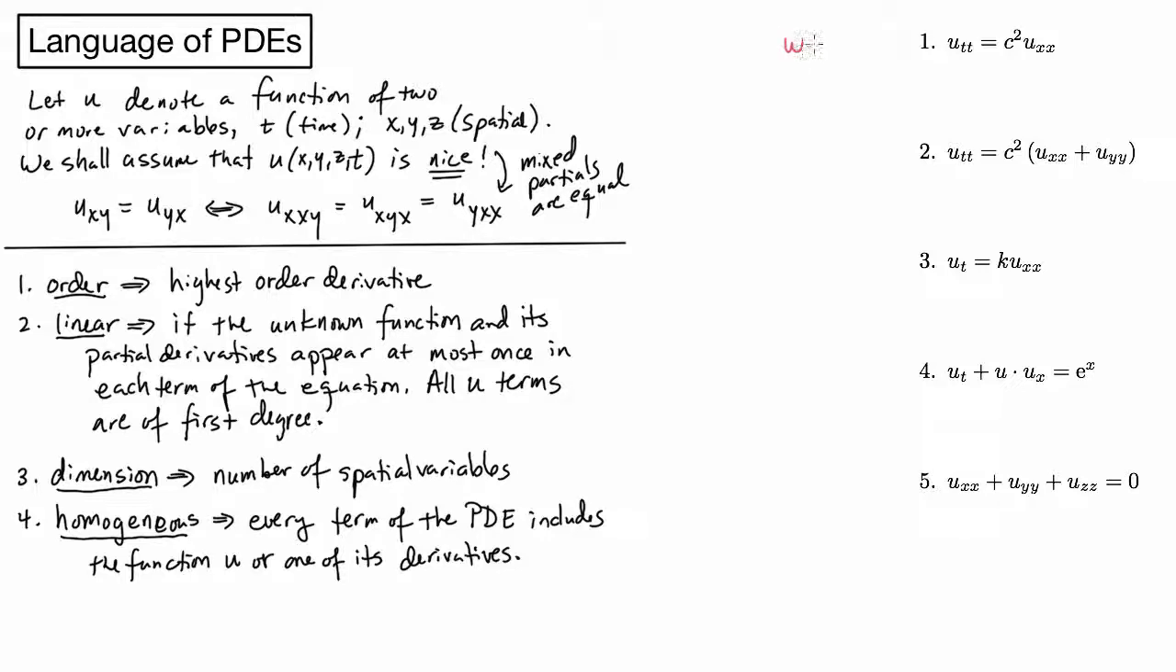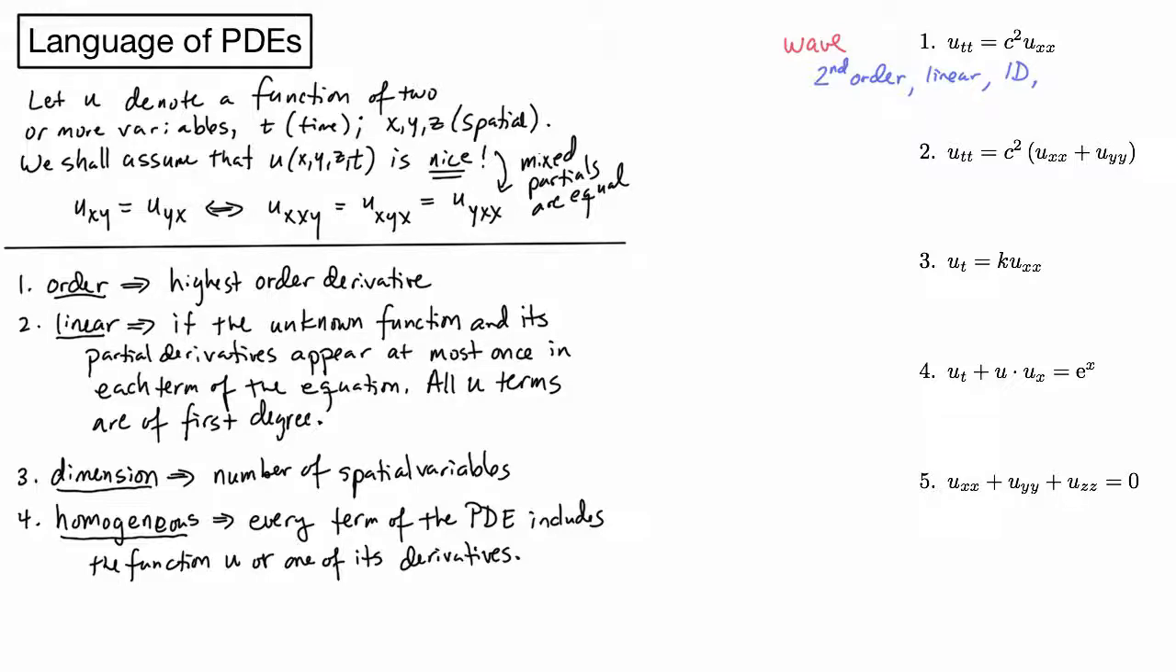This is the wave equation. For the wave equation, because the highest derivative here is a second derivative, we would say that this is second order, linear. Now we're looking at dimension. The dimension is based on the number of spatial variables. All we see in terms of spatial variables is x. So this is a one-dimensional wave equation, a second order one-dimensional wave equation.